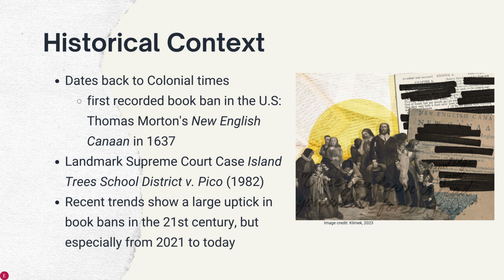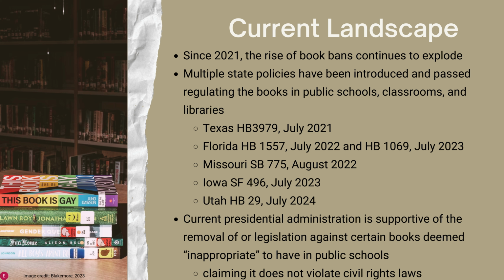The court ruled that the First Amendment protects the right to publish and speak, and that this part of the Constitution limits the government's ability to suppress ideas and information. However, recent trends show a large uptick in book bans in the 21st century, with an explosion of bans and other legislation occurring from 2021 to today. The current topic of book banning is widespread across the United States and highly controversial. Since 2021, multiple state policies have been introduced and passed to regulate books in public schools, classrooms, and libraries.